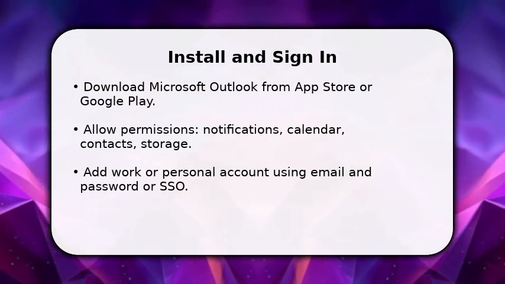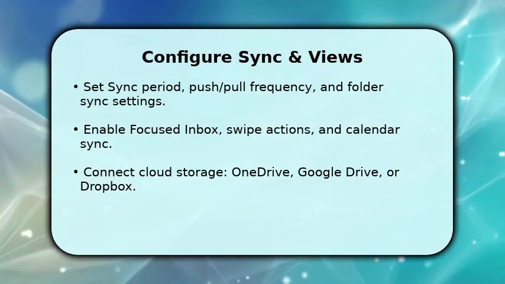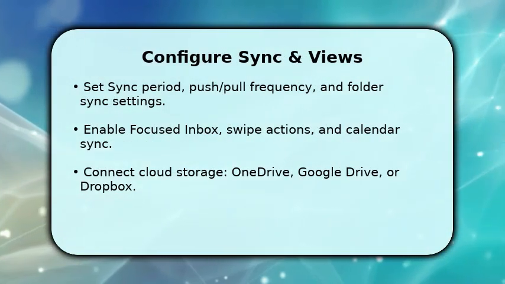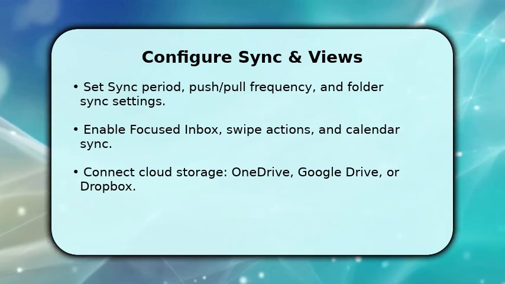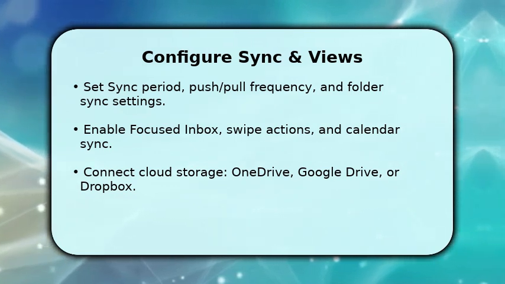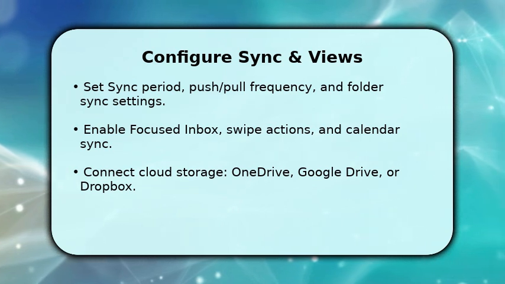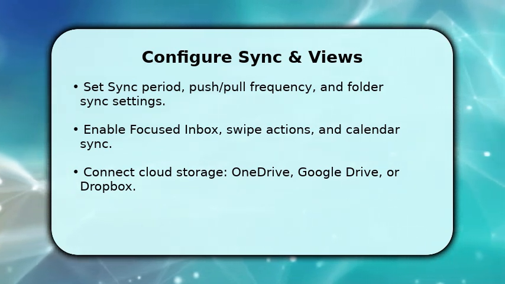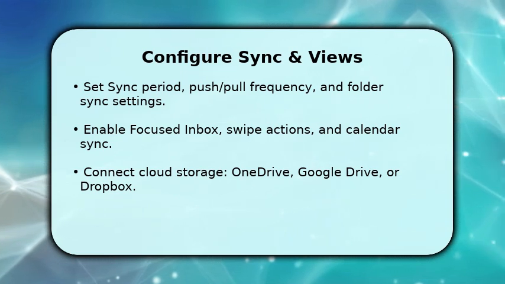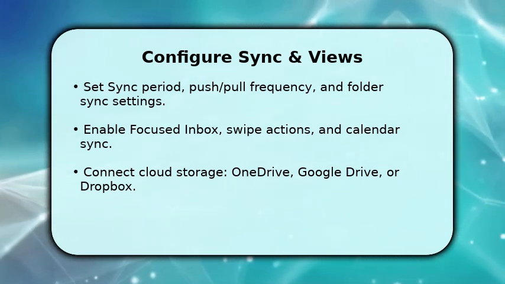Next, tailor sync and display so Outlook works the way you want. Go into Settings to choose Sync Period and which folders to keep offline. Set push notifications for important mail only. Enable Focused Inbox to surface priority messages and customize swipe actions to archive, delete, or snooze quickly.